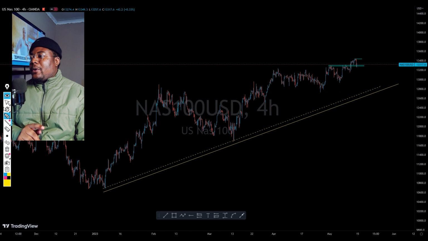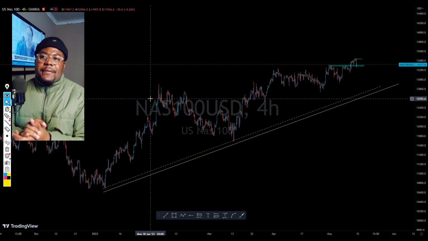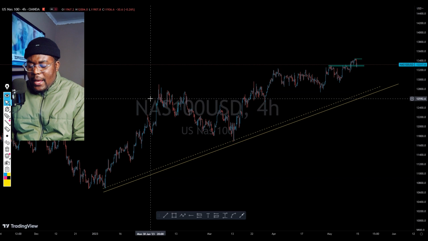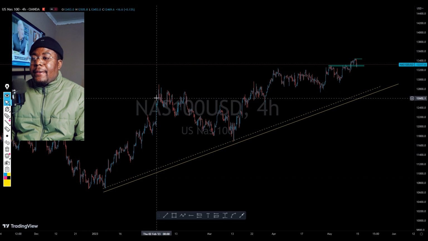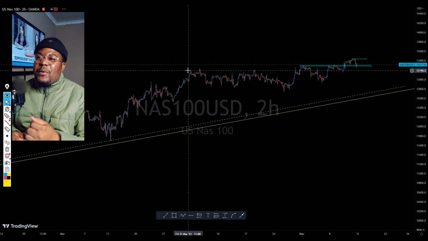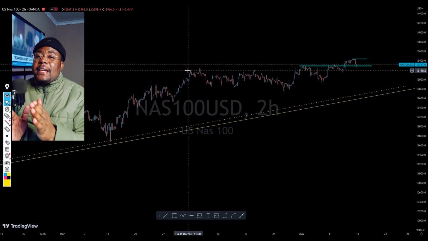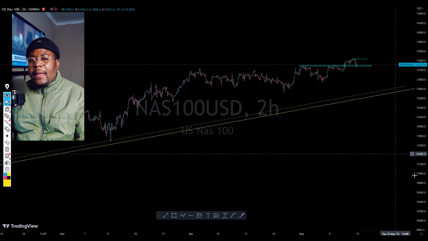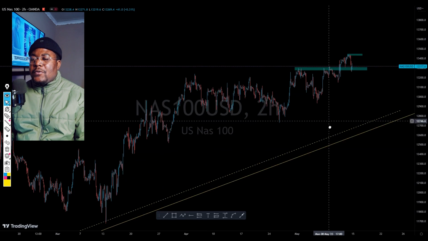So what I'm going to do is change the time frame. Now I'm done with the 4 hours time frame. I can go on any time frame that I want. I can go maybe, let's say, 2 hours. Why? Because I want to see things much closer. Let's see, the chart should be a bit closer.